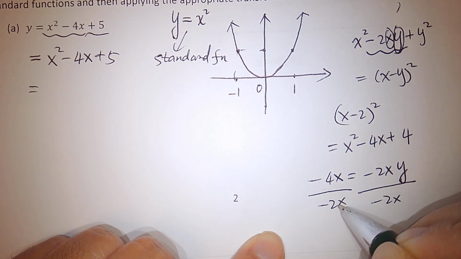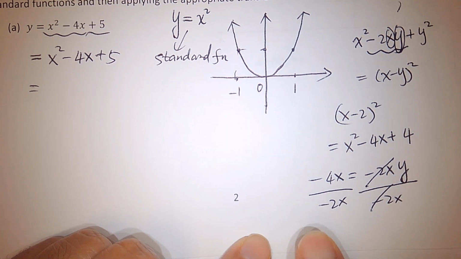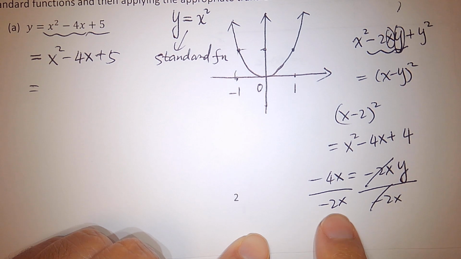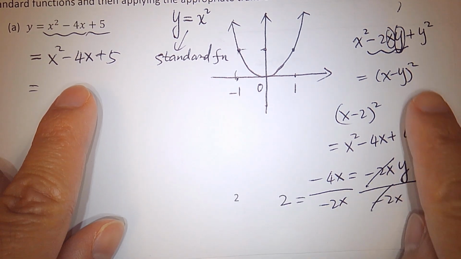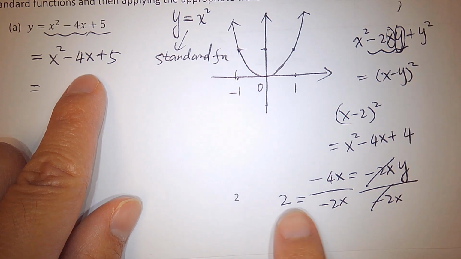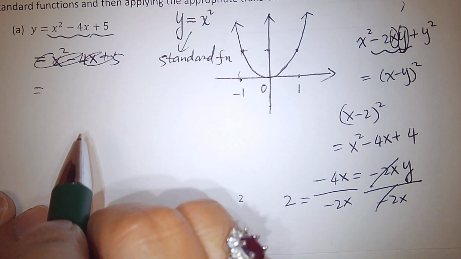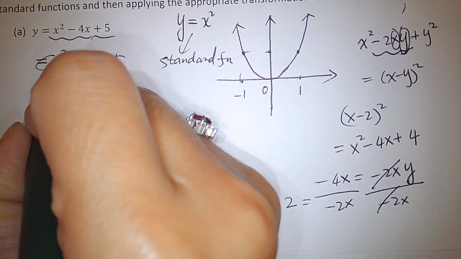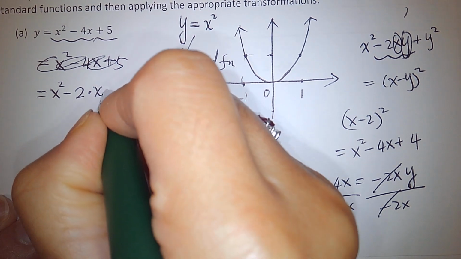How about if we divide by negative 2x from both sides? Right? So negative 4x divided by negative 2x gives us what? 2. So what is our y in this problem? It is 2. Or, guys, we can rewrite it like this, okay? So, yeah, this is a repeating step, okay? It is going to be x squared minus 2 times x times what?